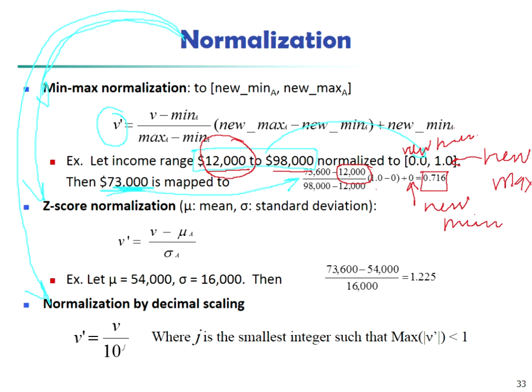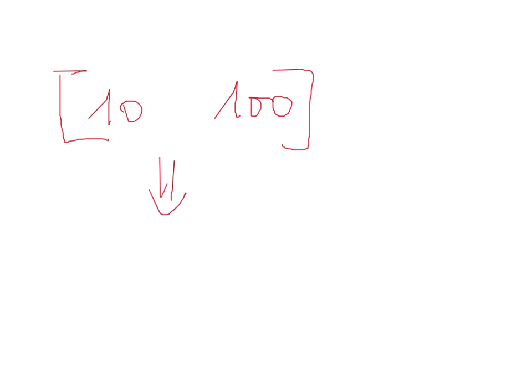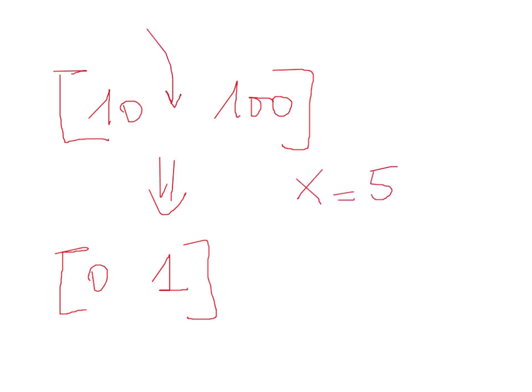Yes, the value is an example, just an example. I will prepare another example. For example, we have all the values between 10 and 100, and we want all these values to be between 0 and 1. Okay? So give me an example of a value in this interval.